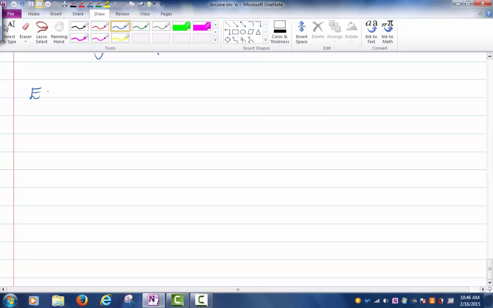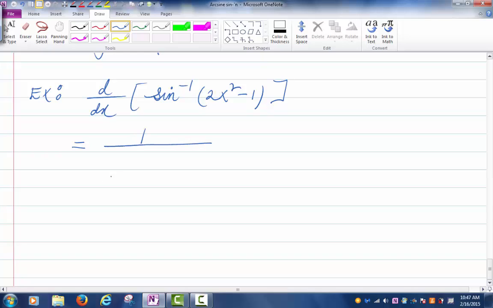Okay, so here's another example. What's the derivative with respect to x of sine inverse of 2x squared minus 1? What is that derivative? Well, if 2x squared minus 1 were just x, then the derivative would be 1 over the square root of 1 minus x squared, where x would be 2x squared minus 1, squared. You realize that? If 2x squared minus 1 were just x, then this is the derivative. However, 2x squared minus 1 is not just x. You multiply by the derivative of that, which is 4x. Again, you are using the chain rule, right? Are we okay with that?